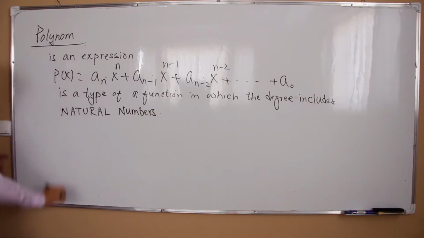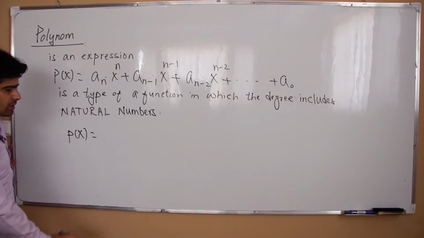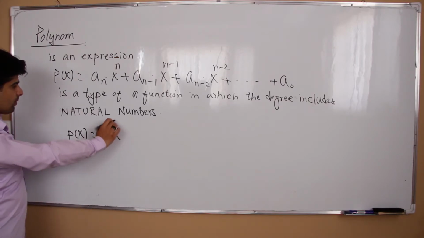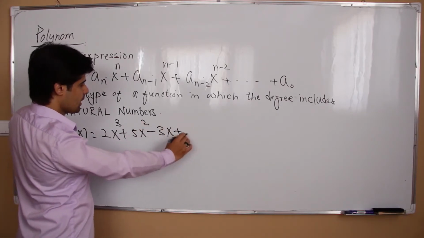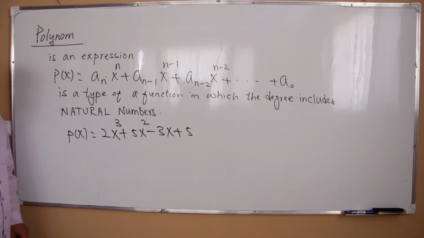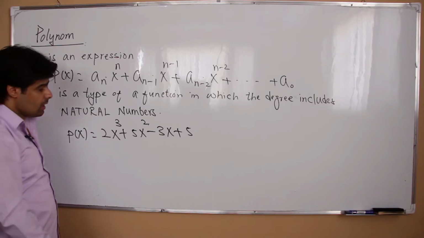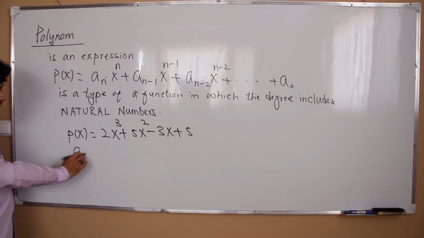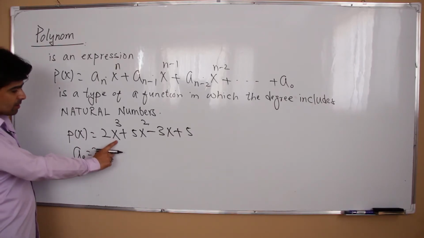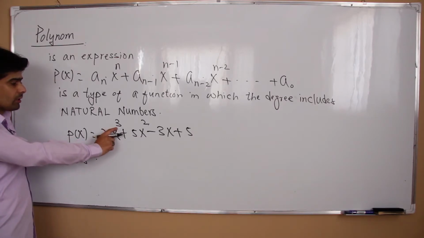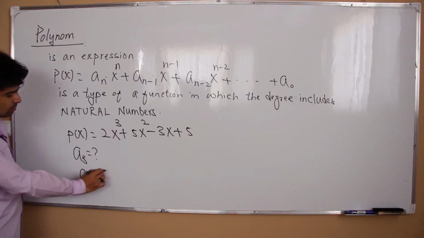For example, p(x), you can define by p(x), g(x), f(x), t(x), h(x), whatever, doesn't matter: 2x to the power 3 plus 5x to the power 2 minus 3x plus 5. Then this one is a polynomial. Why? Because the degree includes the natural number. And here, if I say what is a3? a3 means the coefficient of the x which has the power of 3. The coefficient of x to the power 3 is 2. Then we can say a3 is 2.